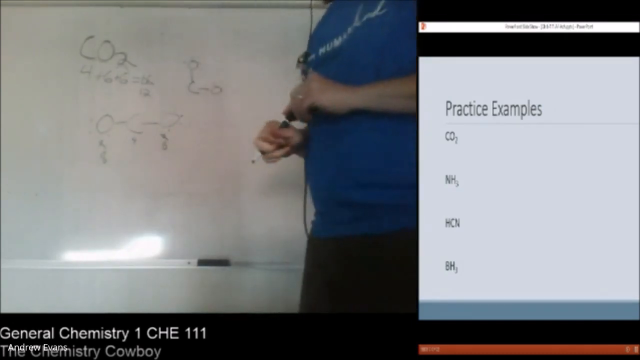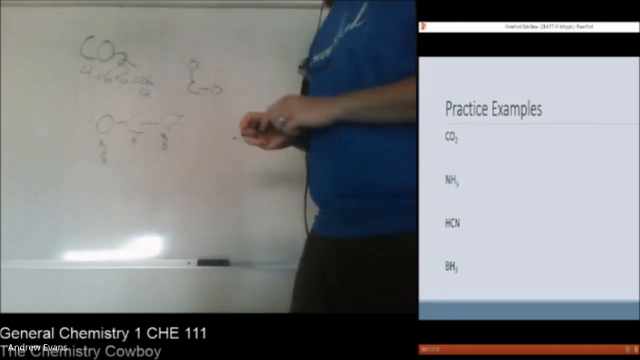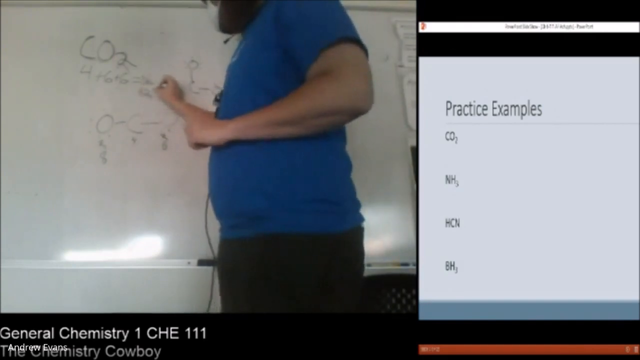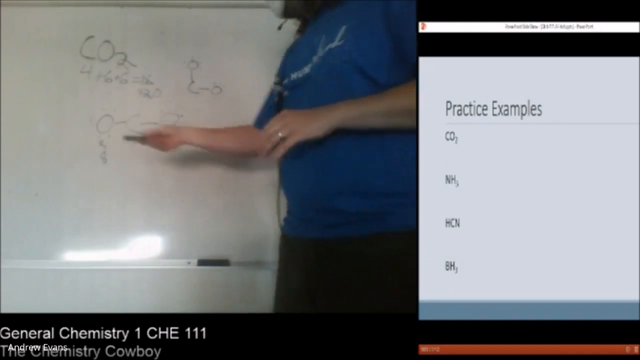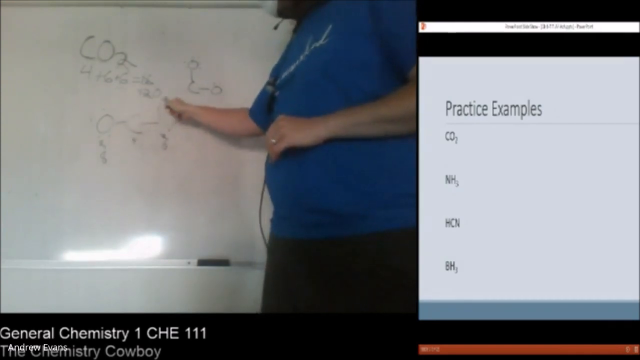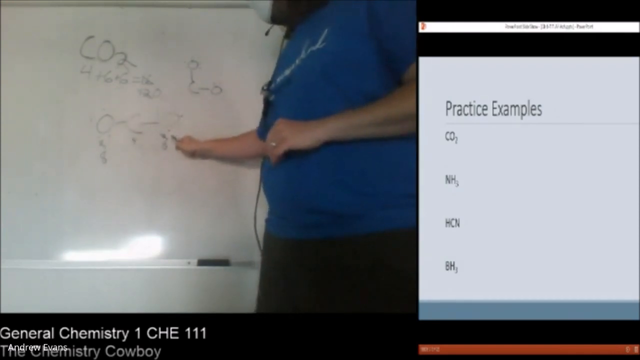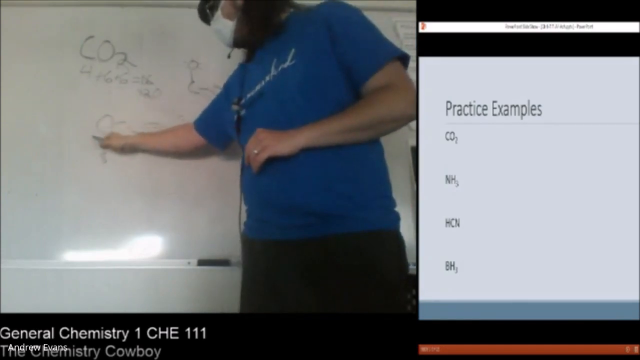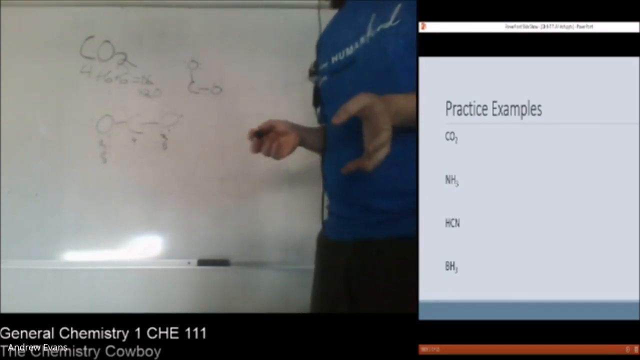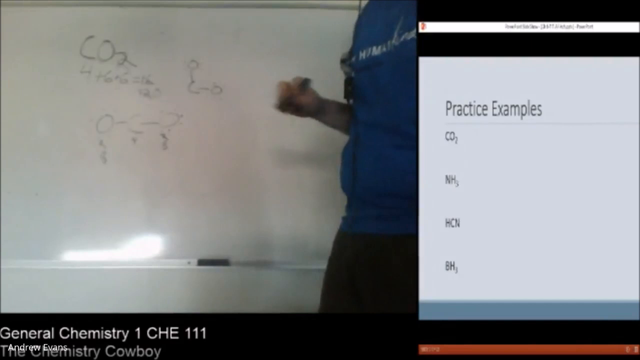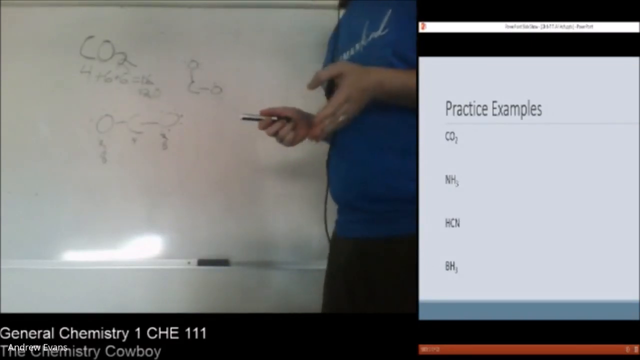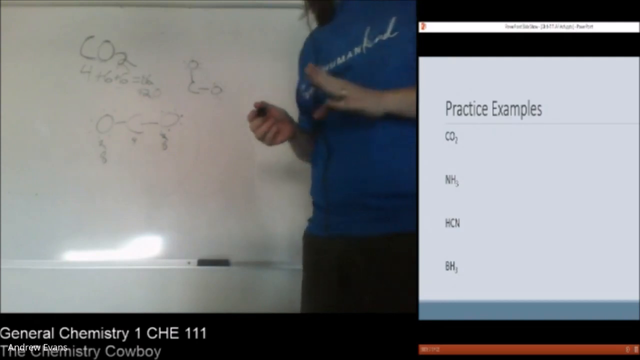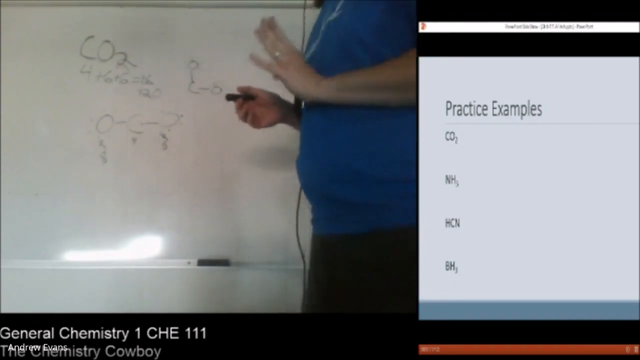So here, we can skip step 5 because I've used up all 16 electrons. 2, 4, 10, 16. So we have no more electrons. We can't put any electrons around the center atom. Now step 6. Here's the tricky step. It's a step that's going to take practice.